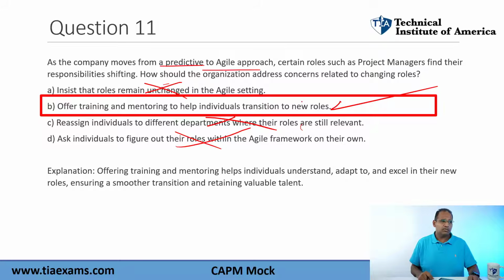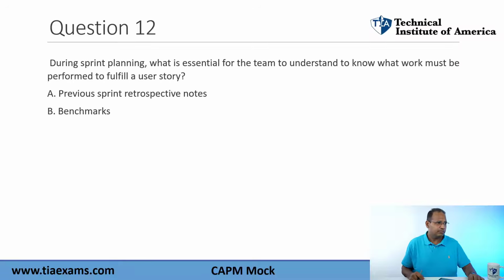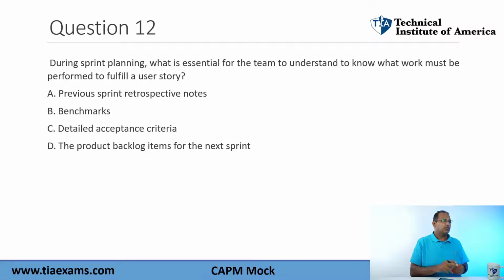Okay, question number 12. During sprint planning, what is essential for the team to understand to know what work must be performed to fulfill a user story? Previous sprint retrospective notes, benchmarks, detailed acceptance criteria, the product backlog items for the next sprint.